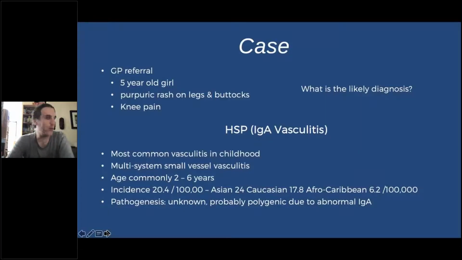So this is often what you get. You're working in A&E, covering the admissions unit, and you get a GP referral: can you please see this child? I've got a 5-year-old girl who's coming with a purpuric rash on her legs and buttocks. She's complaining of knee pain for the last couple of days. What's the likely diagnosis people are thinking at this time? Anyone want to hazard a guess other than just HSP?